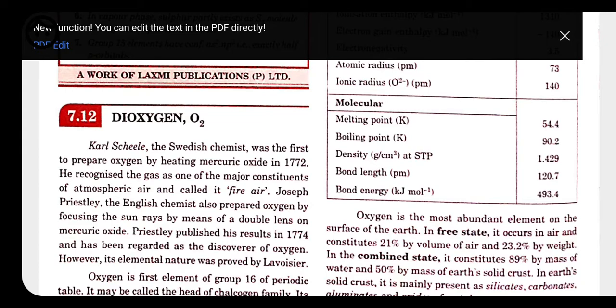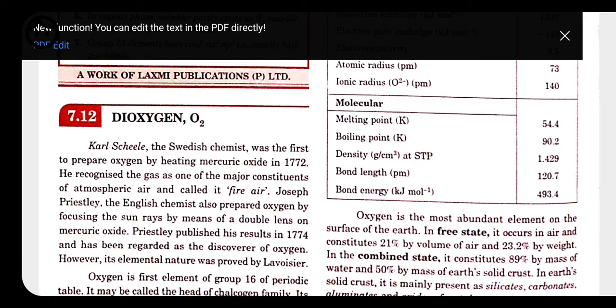Oxygen is the most abundant element on the surface of the earth. It is also present in the free state in air, constituting 21% by volume of air and 23.2% by weight. It is also present in the combined state. It constitutes about 89% by mass of water and 50% by mass of the earth's solid crust. In the earth's solid crust, it is mainly present as silicate, carbonate, aluminate, and oxides of metal. So these oxides and dioxygen are very important.